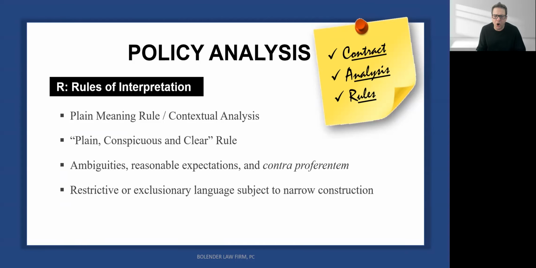We are now at R for rules of interpretation, or I like to think of it as rules of the road. Insurance companies are permitted by law to choose the language they put into their policies. In fact, the Supreme Court has more or less said that, subject to certain regulations and so forth. But insurance companies cannot arbitrarily choose their preferred interpretation when a claim arises. They're not allowed to make promises and then decide how they want to interpret it when it comes time to pay a claim.